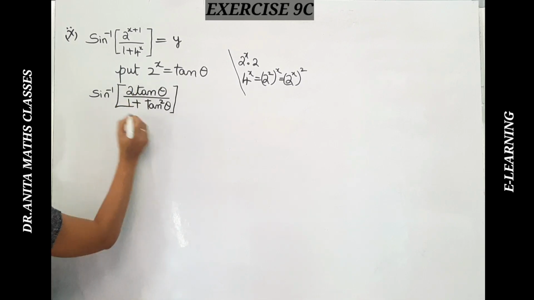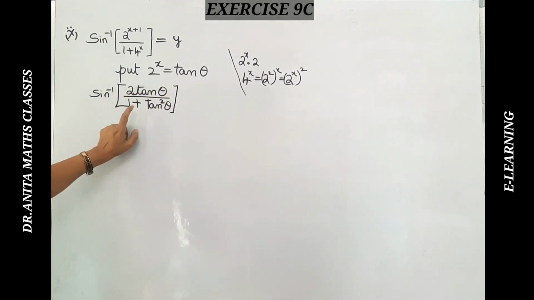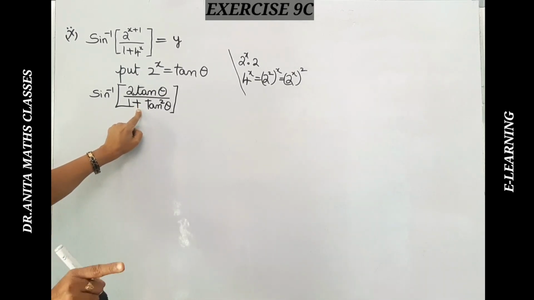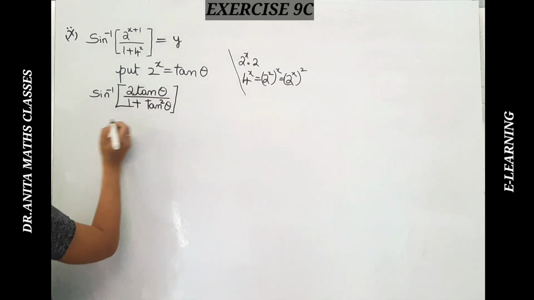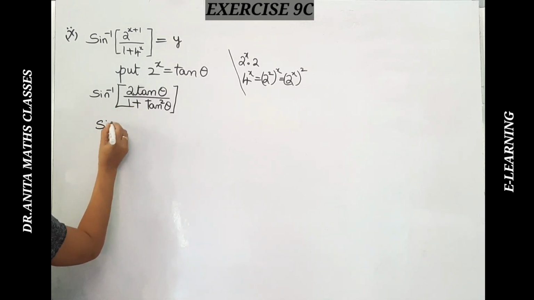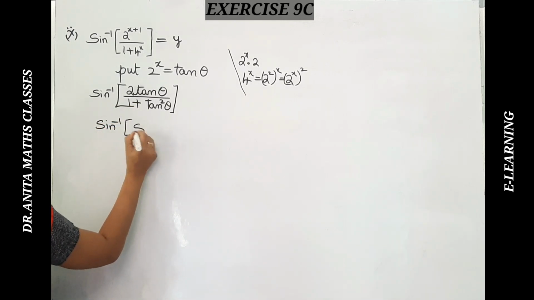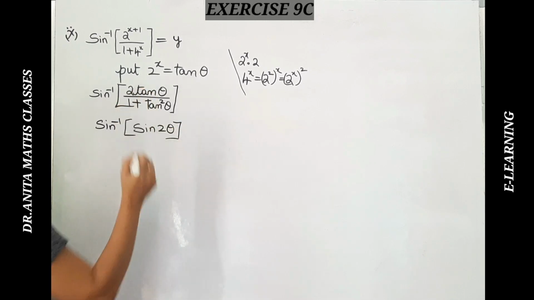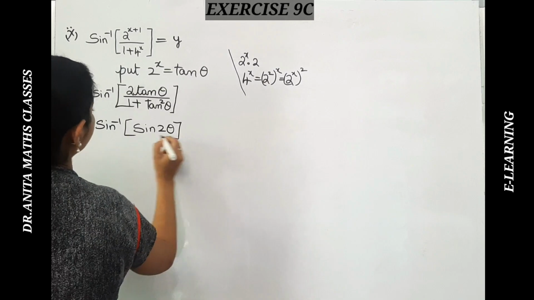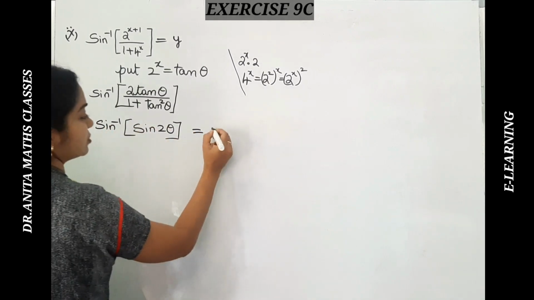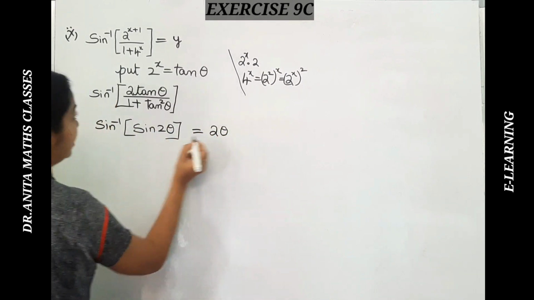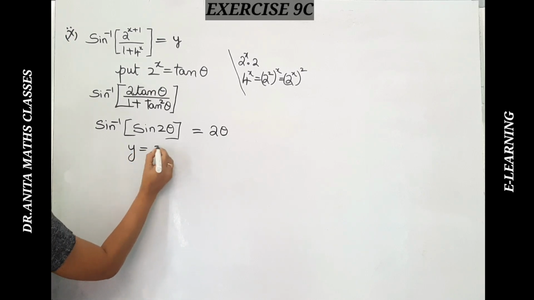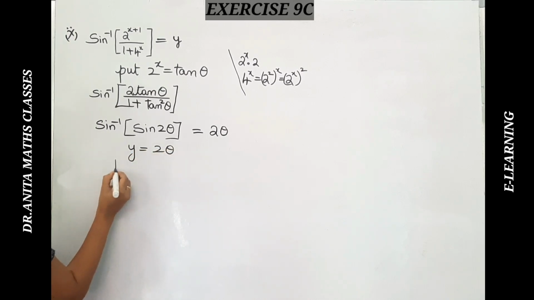Now this form of 2 tan theta by 1 plus tan square theta is nothing but sine 2 theta. And if it is a minus here, it becomes tan 2 theta. But here we have plus. So this can be reduced to sine 2 theta, the sine 2 theta formula in terms of tan. Now the sine inverse and sine go off, you get 2 theta. So we finally got y is equal to 2 theta.